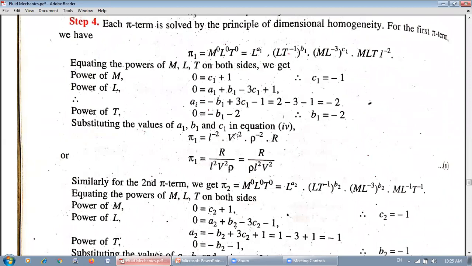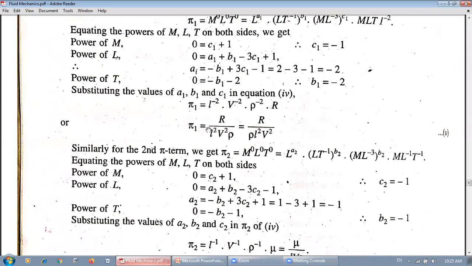So L raised to minus 2, V raised to minus 2, rho raised to minus 1 into R. So we can write pi1 is R divided by L square V square into rho. So the equation for the first pi term, that is pi1, is equal to R divided by L square V square into rho. Similarly, for the second pi term, now consider the second pi term.